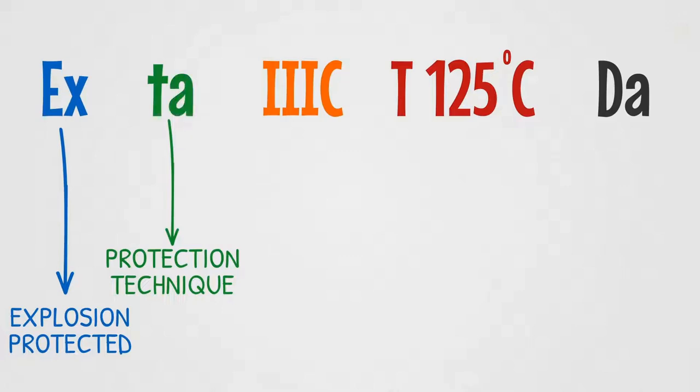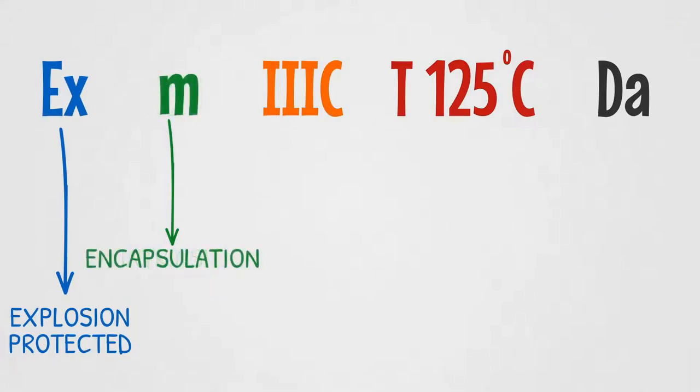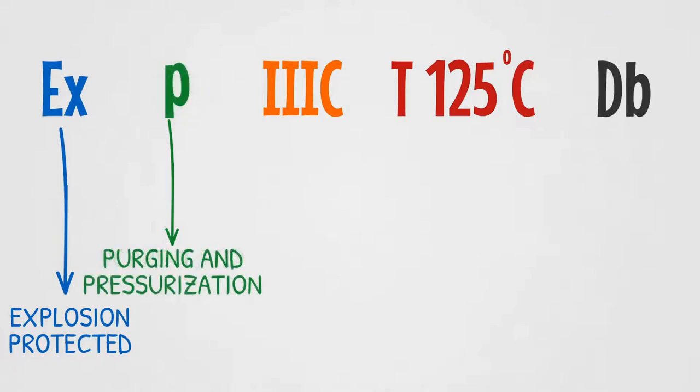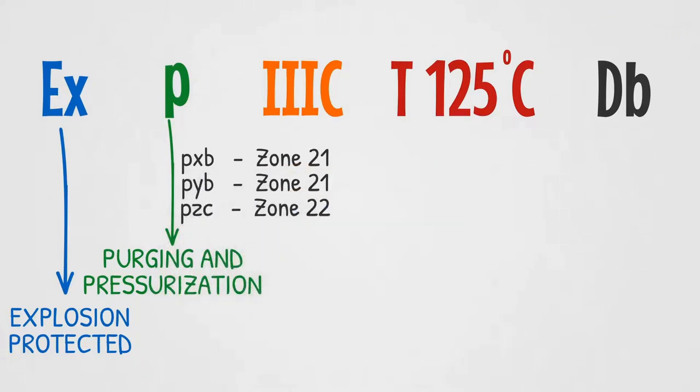A means the product has been assessed for installation in Zone 20. A marking of B is used when the device is safe to install in Zone 21 and a C for Zone 22. The other possible protection techniques are I, which stands for intrinsic safety, M, which means encapsulation, and P, which means purging and pressurization. There are 3 variations on this marking: PXB for Zone 21, PYB again for Zone 21, and PZC for Zone 22.